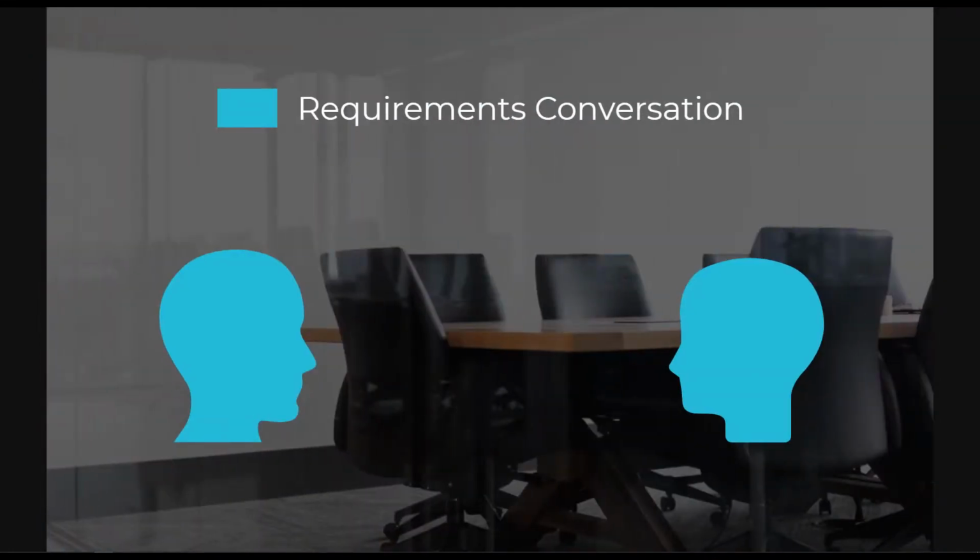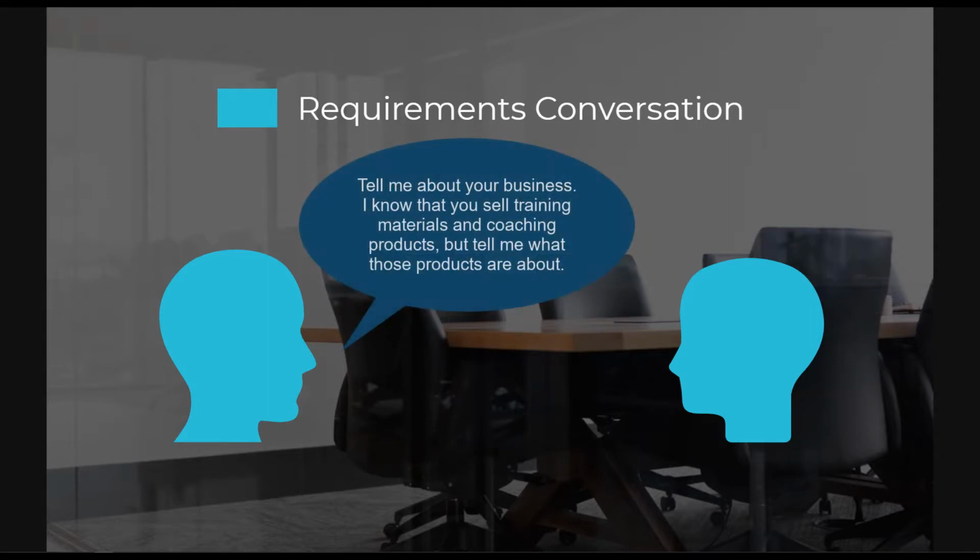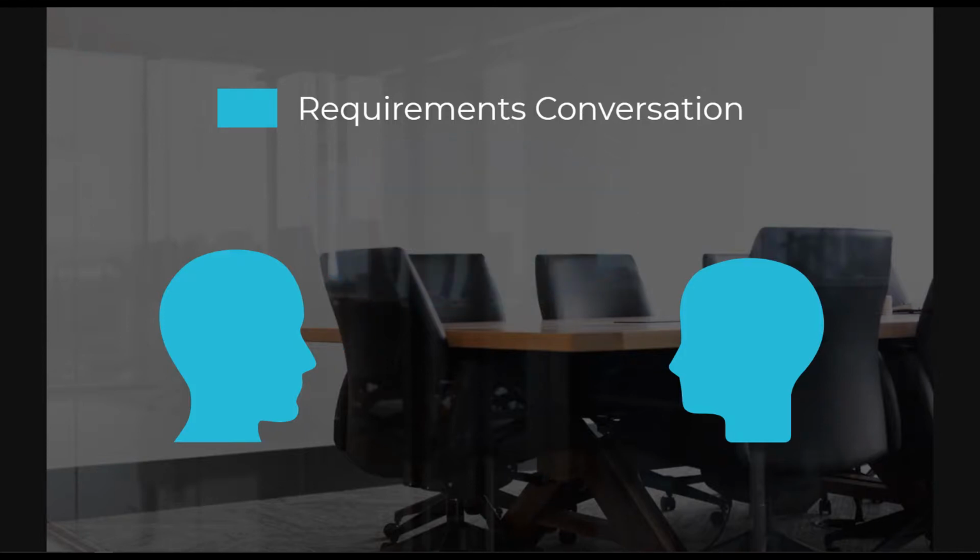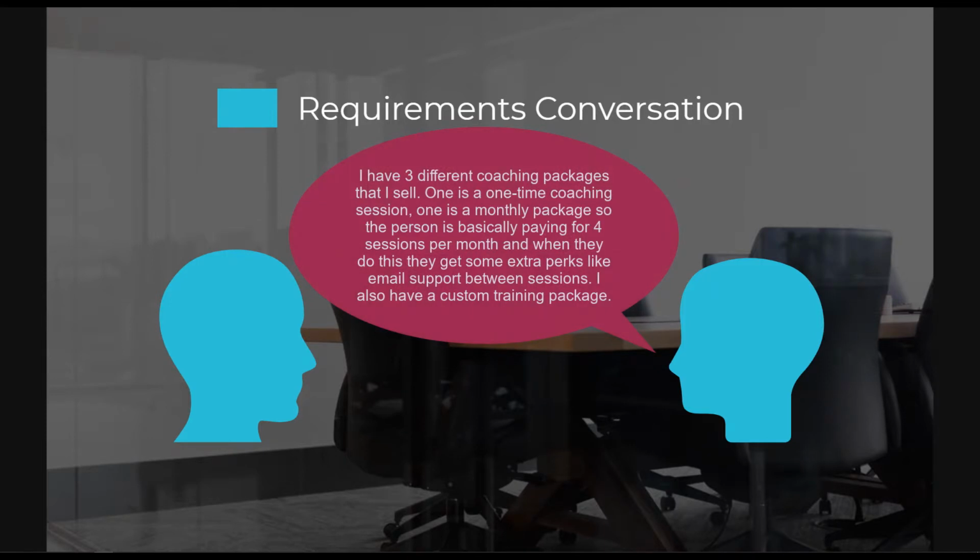Question that the BA would ask: tell me about your business. I know that you sell training materials and coaching products, but tell me what those products are about. So the SME's response might be something like, I have 3 different coaching packages that I sell. One is a one-time coaching session. One is a monthly package, so the person is basically paying for 4 sessions per month. And when they do this, they get some extra perks like email support between sessions. I also have a custom training package.